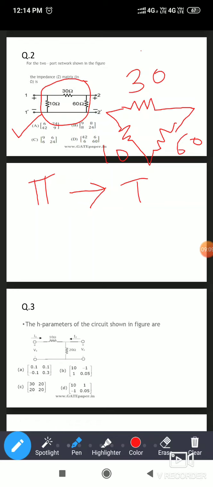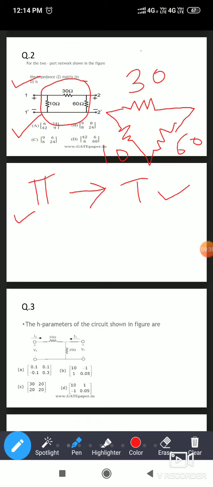So T network means what? If you are using star delta transformation, then you can easily convert the pi network into a T network. Once you know the T network, you can easily find out the Z parameters, because to find the Z parameters of a T network is very easy compared to the pi network. So the question is, you have to find out the impedance matrix, that is the Z matrix, means all parameters you need to calculate.